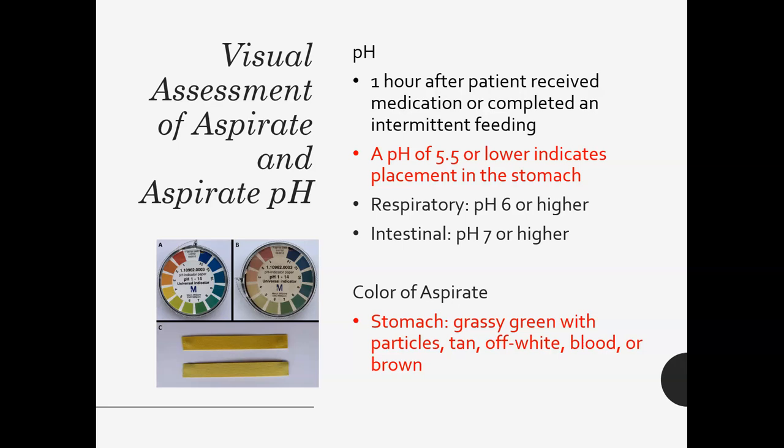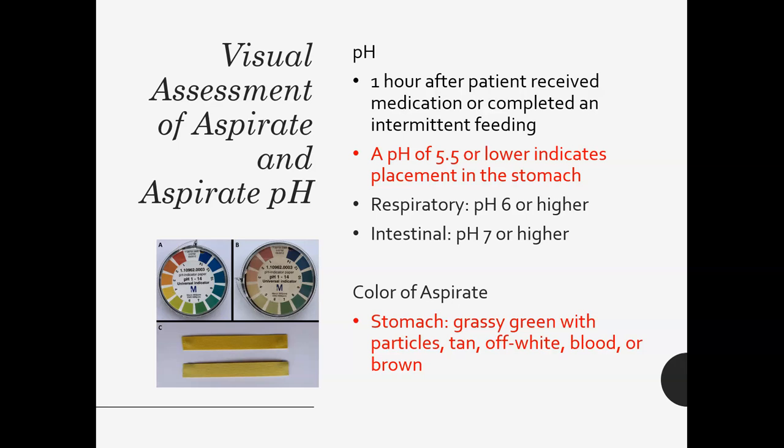Okay? So a pH of 5.5 or lower, okay? Because lower is more acidic. 5.5 or lower, the placement is in the stomach, okay? So if my pH is 4, I'm good. I'm in the stomach because it's 5.5 or lower, okay? Respiratory, so if this is in my lungs, they are going to have a pH of 6 or higher, okay? And then if I've gone down too far, I'm into the intestines and I'm supposed to be in the stomach, that will show a pH of 7 or higher, okay?